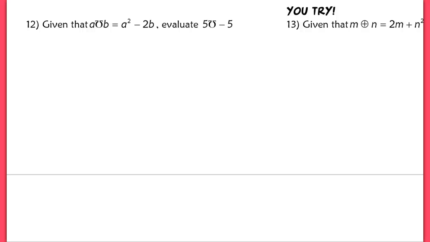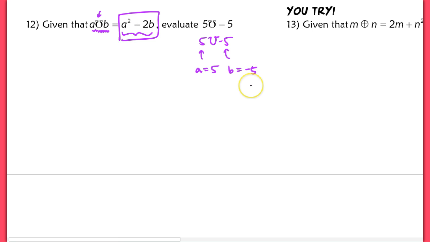So number 12 is similar to the last question that we just worked on, where they give us this weird notation. So they have this weird symbol. But basically, they define what that symbol is. They give us an expression, a squared minus 2b. So they have a with the symbol b means that you're supposed to take a squared minus 2b. So here when they say evaluate 5 with the symbol and then negative 5, what it's telling you is that the a value is 5, our b value is negative 5. So we're going to evaluate a squared minus 2b using 5 and negative 5.